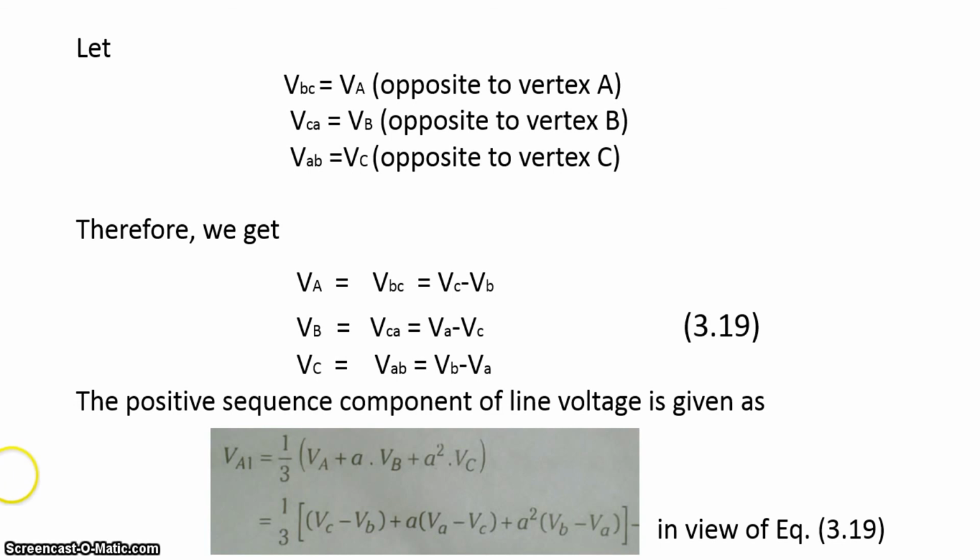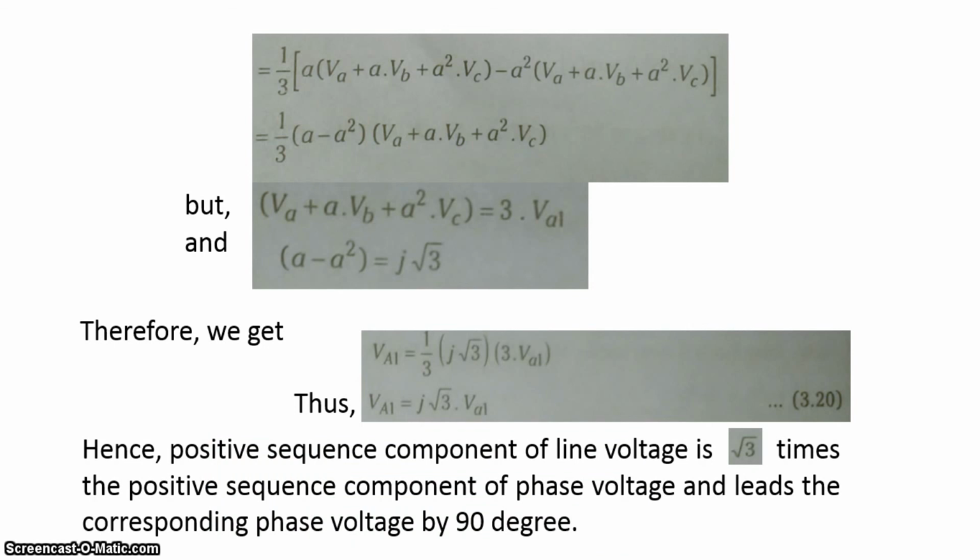The positive sequence component of line voltages is given as Va1' is equal to 1 by 3 times of Va' plus operator a into Vb' plus operator a square into Vc', which is equal to 1 by 3 times of Vc minus Vb plus operator a into Va minus Vc plus operator a square into Vb minus Va, which according to equation 3.19 is equal to 1 by 3 times of operator a into Va plus operator a into Vb plus operator a square into Vc minus operator a square into Va plus operator a into Vb plus operator a square into Vc, which is equal to 1 by 3 times of operator a minus operator a square whole multiplied by Va plus operator a into Vb plus operator a square into Vc.